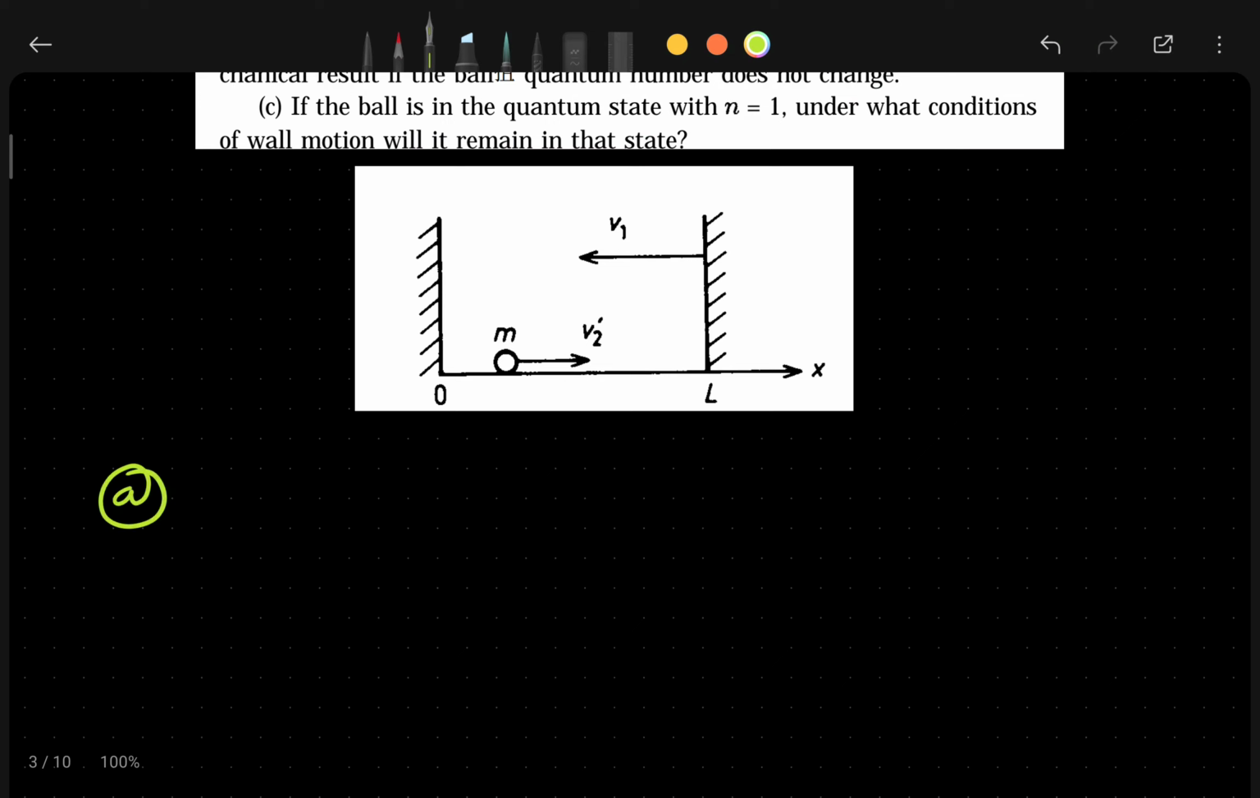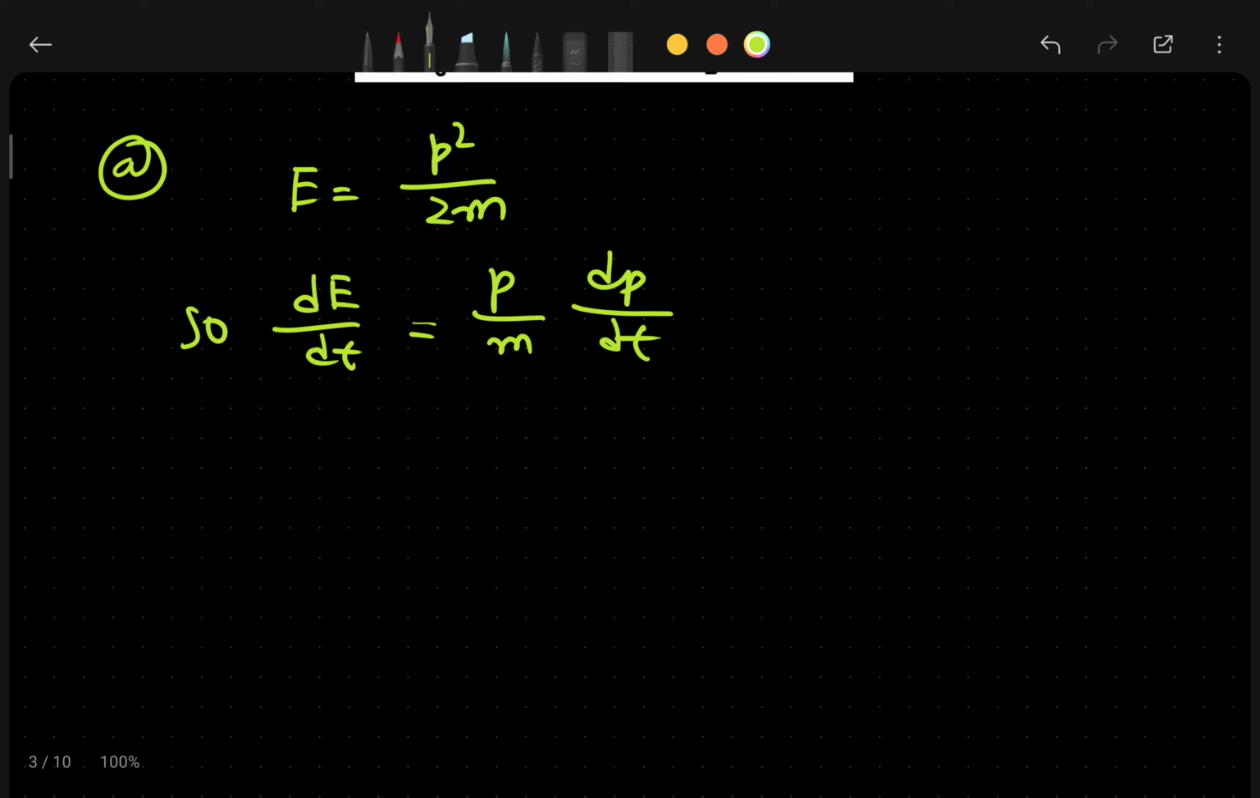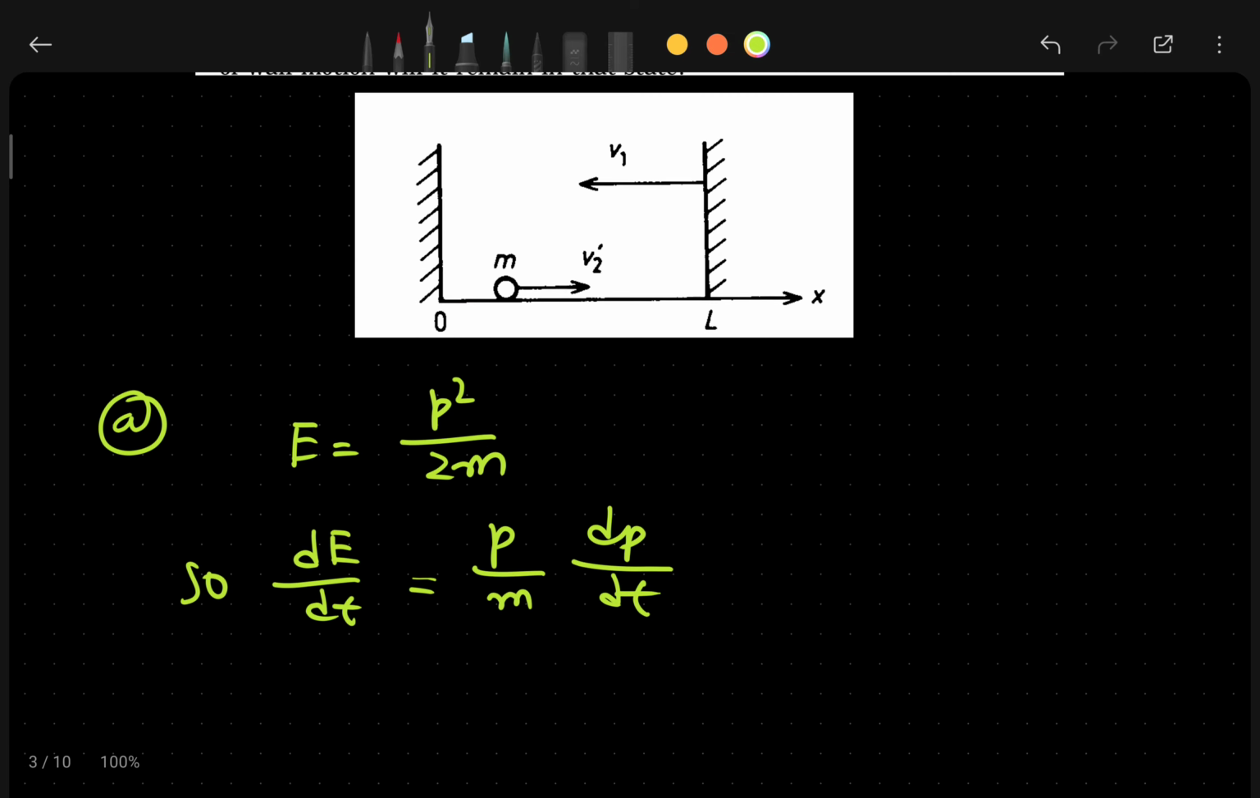So in classical mechanics, the kinetic energy of the ball is p squared divided by 2m. So dE/dt equals p/m dp/dt. At a certain instant t, the walls are separated by the distance l, and the ball moves towards the right with speed v2 prime. This is the v2 prime.